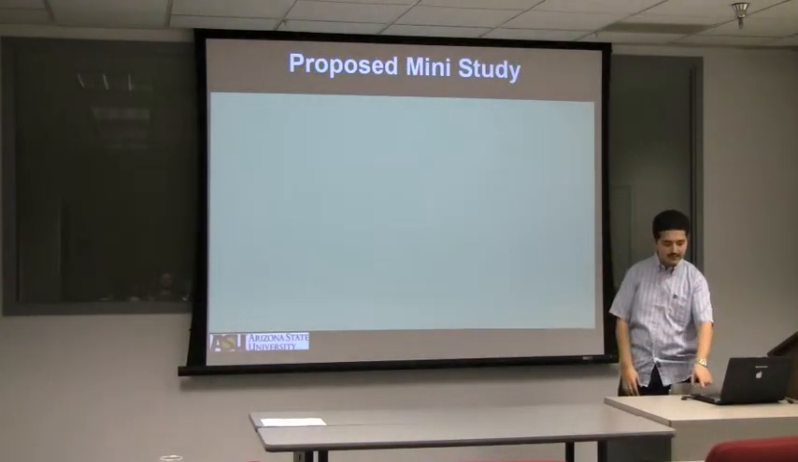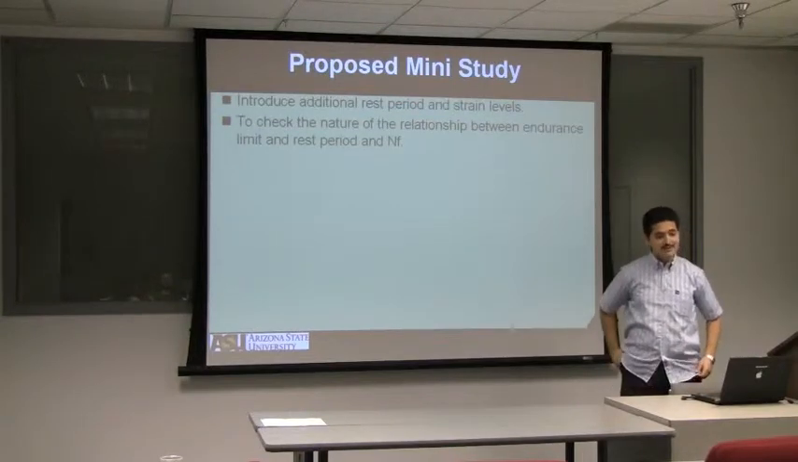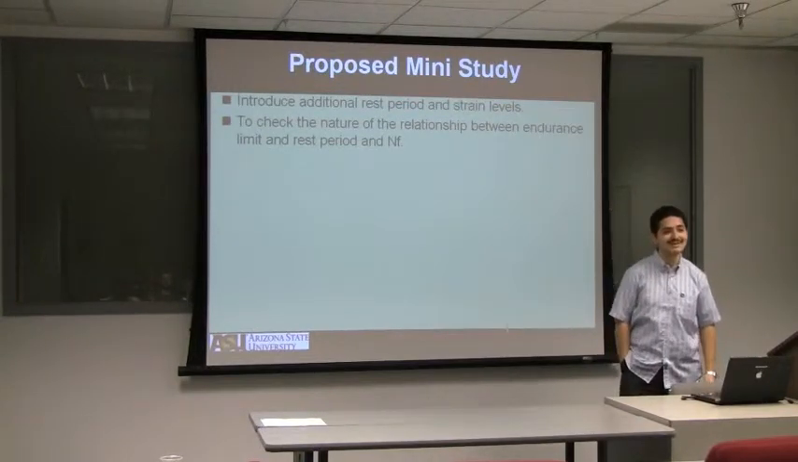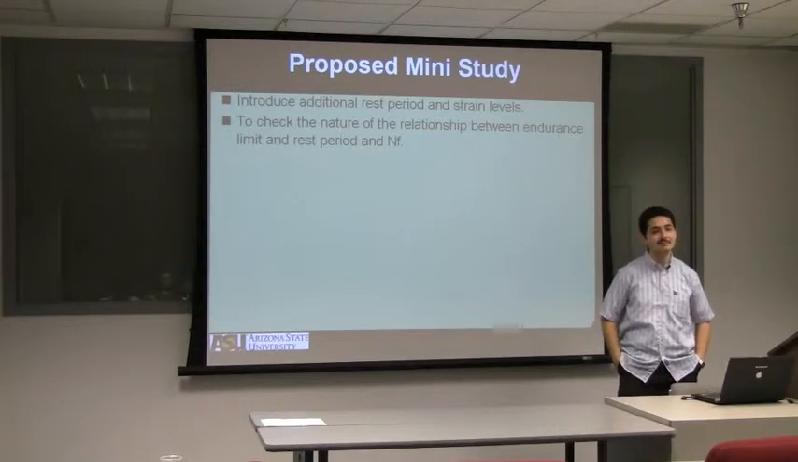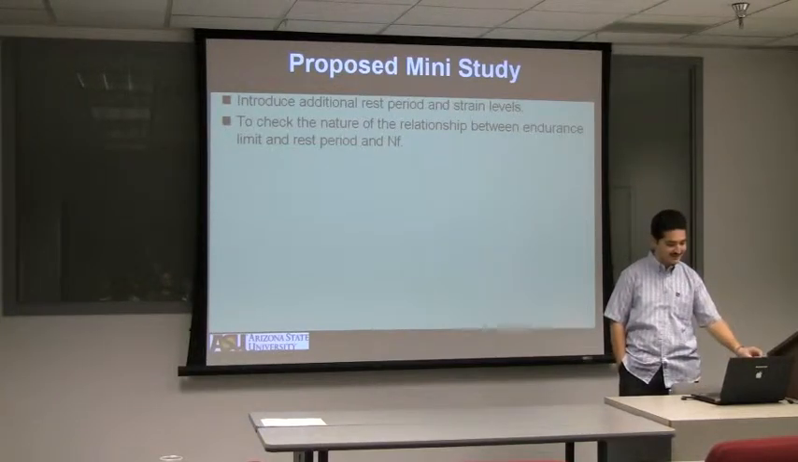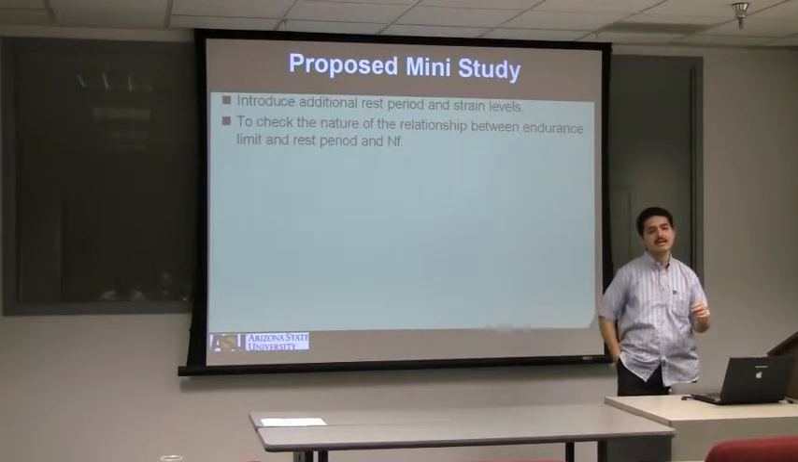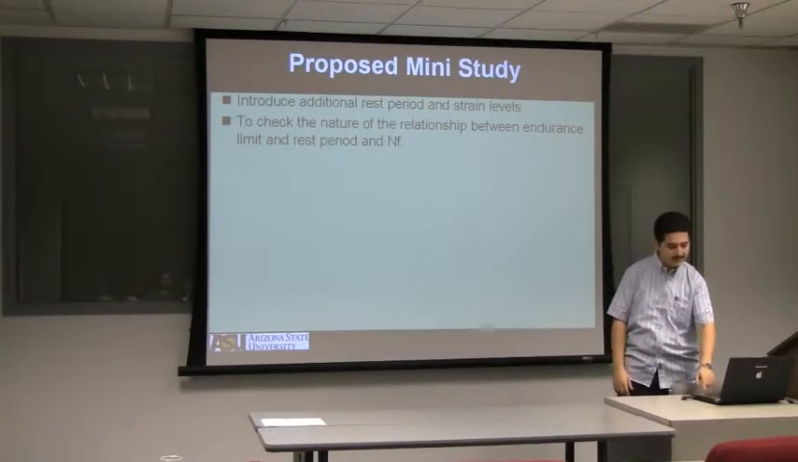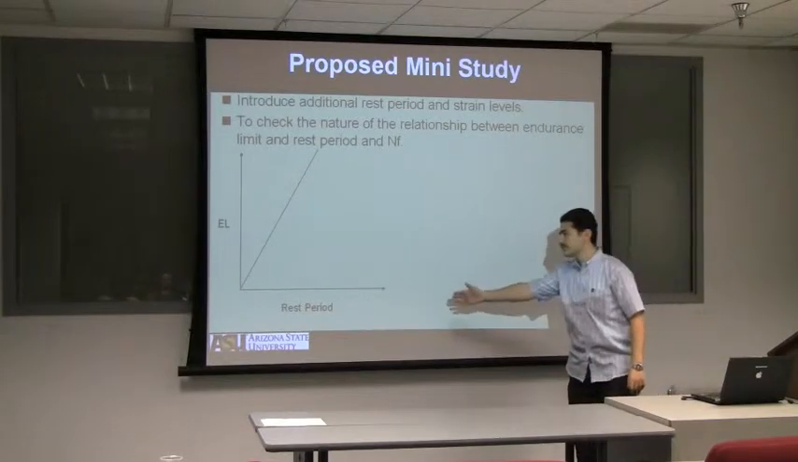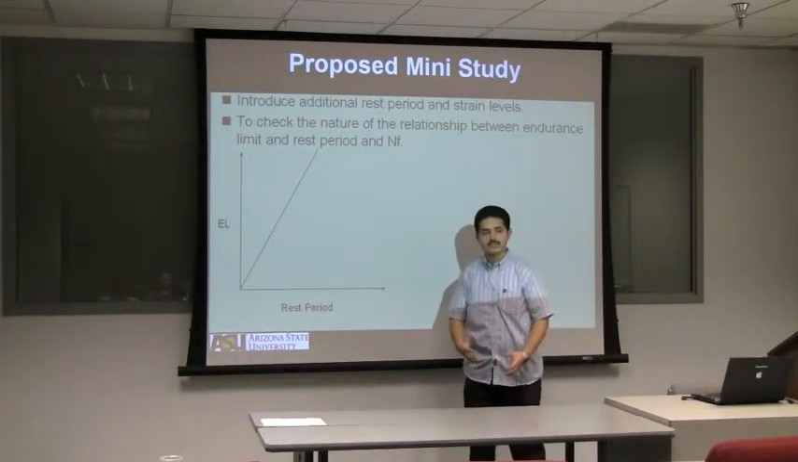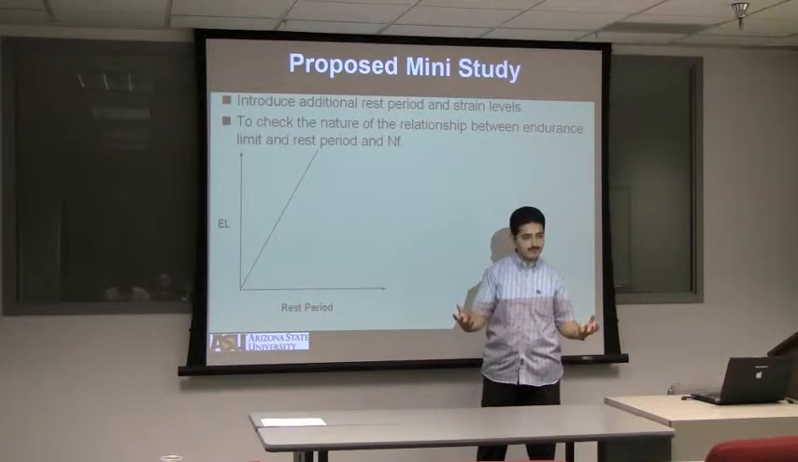So after I was done with that, I think that wasn't enough for me to graduate, so we had to come up with another mini study. Actually, my professors now are saying it's not a mini study, it's another 200 samples that you need to test. So why we came up with this mini study: as you recall, when I did my experimental plan, most of the factors are 2 levels. What does that mean? Let's say for the rest period versus endurance limit, I tested 0 seconds rest period and 5 seconds.